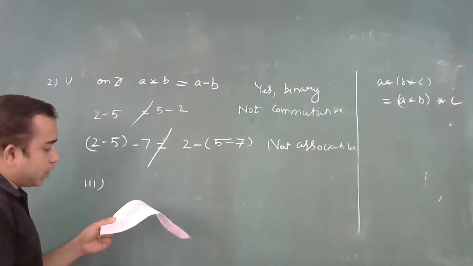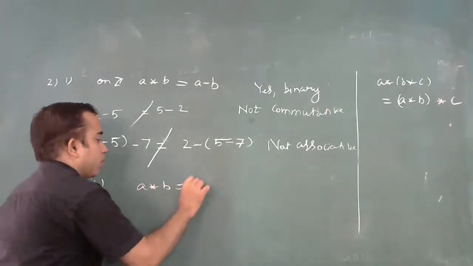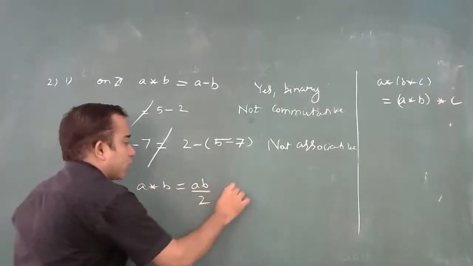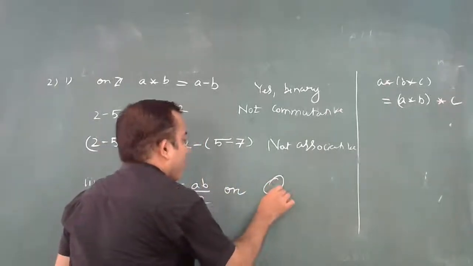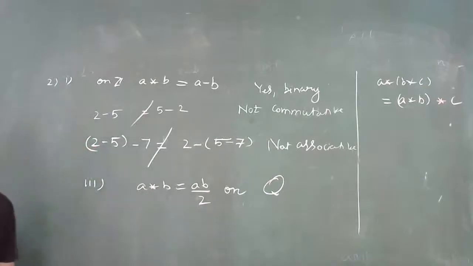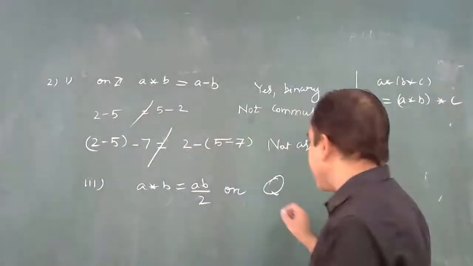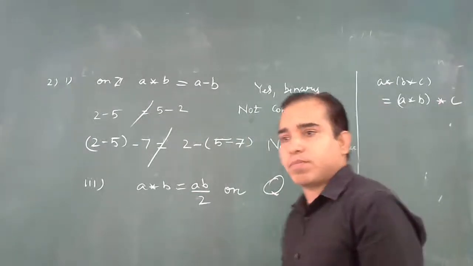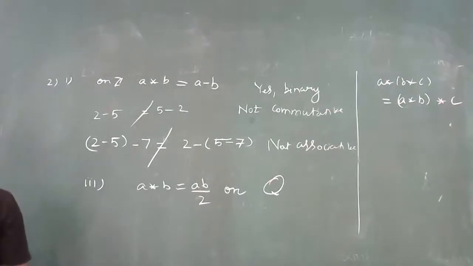Third part, it is A star B equal to AB by 2. And the set is what? Rationals. Binary it is. Say it quickly, write the part number and the answer. Binary it is. And whether associative it is, and whether commutative it is.